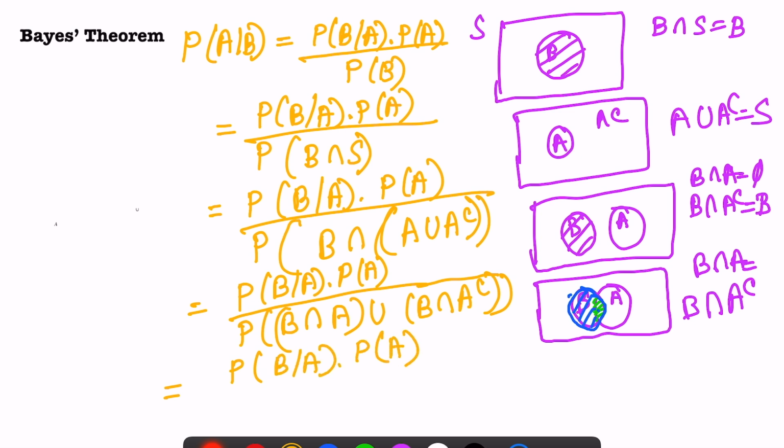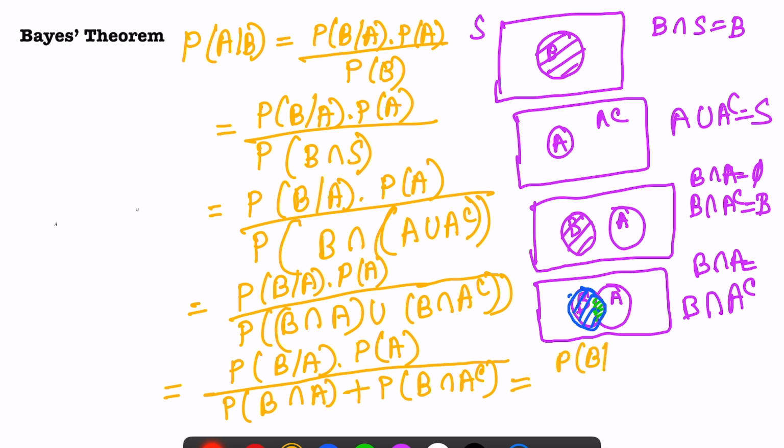write it in terms of probability. This one we want to simplify a little bit because we can calculate the probability of B intersection A and B intersection A complement separately. We can write it as probability of B intersection A plus probability of B intersection A complement, right? Again we can simplify as probability of B given A multiplied by probability of A.